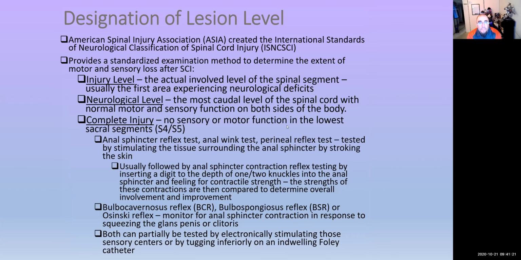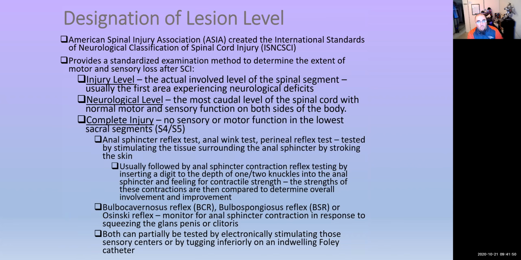So we're going to talk about a couple things. The ASIA assessment is used to assess and provide a standardized examination method to determine the extent of motor and sensory loss. When we are talking about spinal cord injury, again, we're going to talk whether they're traumatic or non-traumatic. The next thing you're going to see is the injury level, also known as the insult level. And then you're going to have a neurological level.